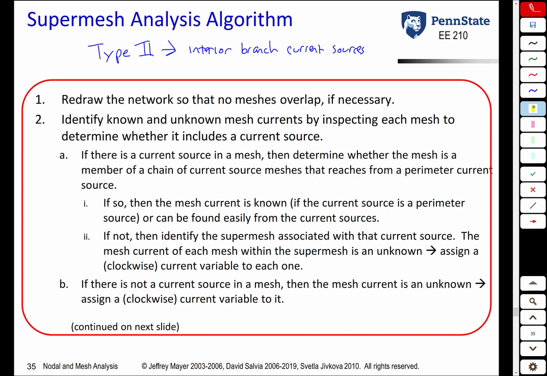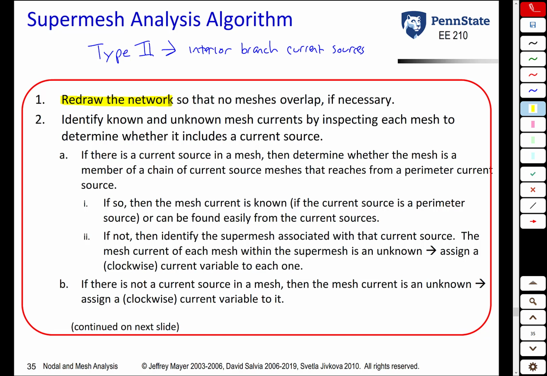So the first thing you do is, if necessary, you redraw the network so you don't have any meshes overlap. Remember, mesh analysis only works for planar circuits, and so if you have a circuit that looks like it might not be planar but actually is, you can rearrange how the branches are laid out to show that it is actually a flat circuit. In this course, at least, I don't think you're going to have any problems where you actually have to redraw the network. We're always going to draw it so it's already flat.